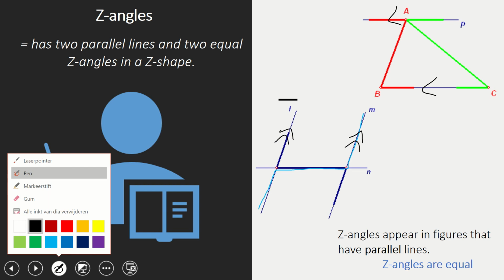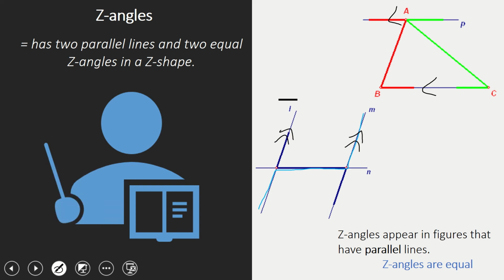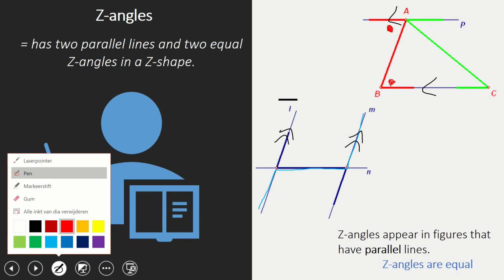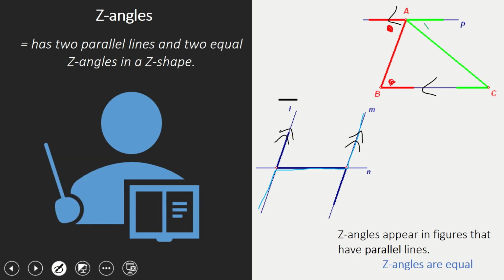What I mean with Z angles are equal is, if we have a look at the red Z, then this angle and that angle are equal. If we have a look at the green Z, then those two angles are equal. If we have a look at the dark blue Z, then those two angles are equal. And last but not least, those two angles are equal for the light blue Z.